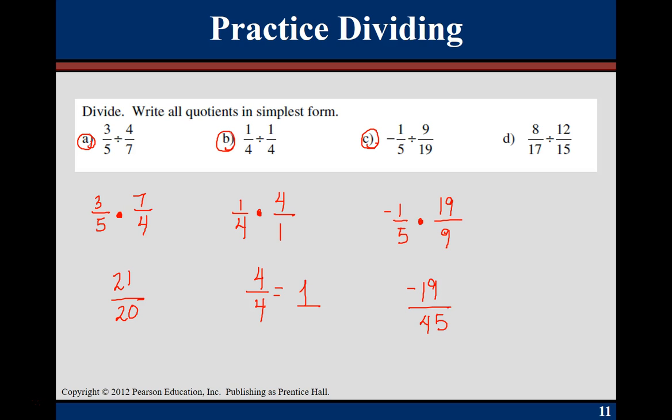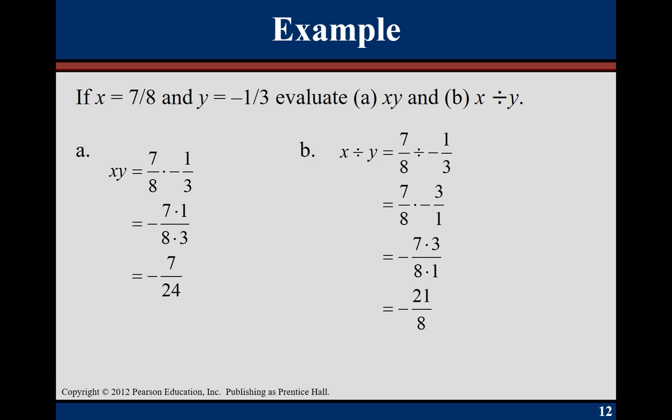You may have to multiply fractions when you have expressions. For example, they may say, if x is 7/8 and y is a negative 1/3, find out what x times y is and x divided by y. You would just take the x's out and put in 7/8, and take the y's out and put in the negative 1/3, and then complete the operations as you normally would.